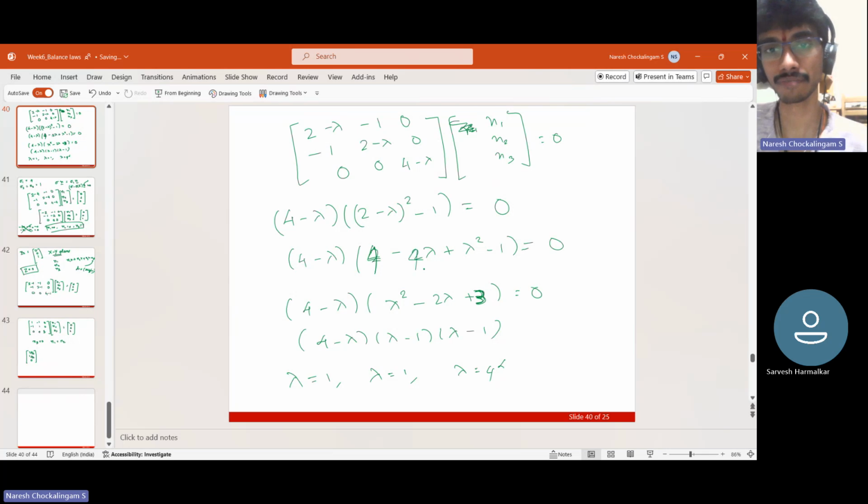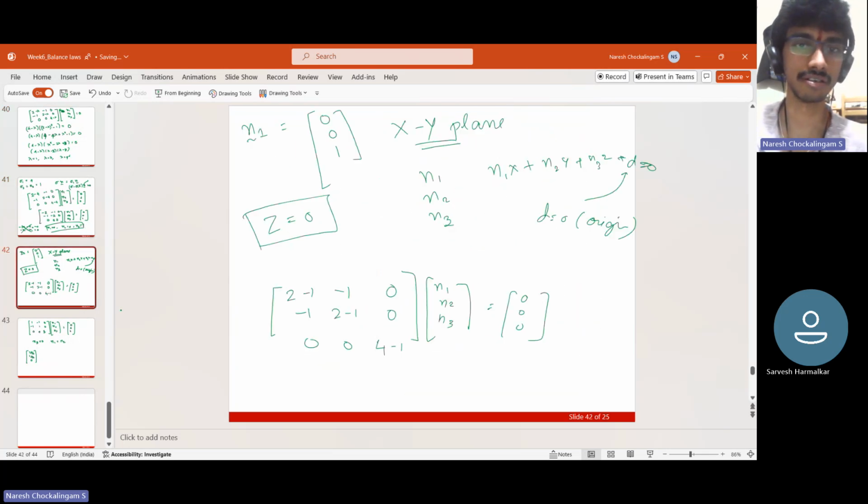This is a 4. So the other two are 2 and 1. Yeah, so lambda is equal to 2, lambda equal to 1. These are the two other eigenvalues. I'm sorry for the mistake.